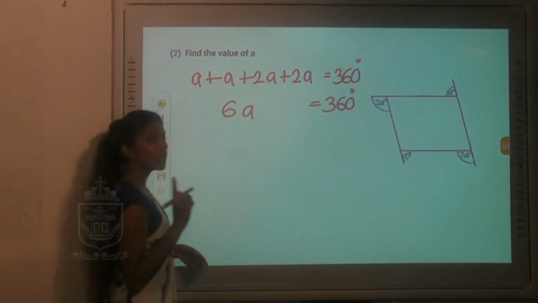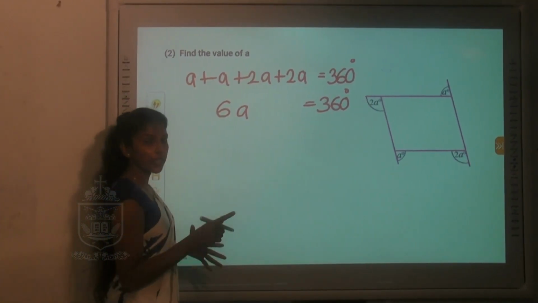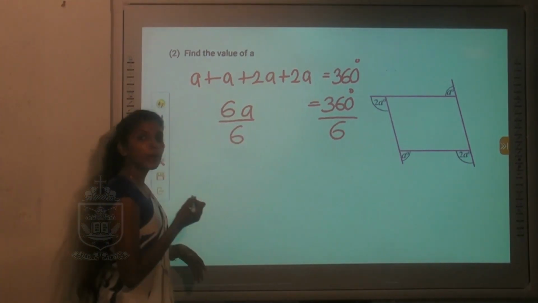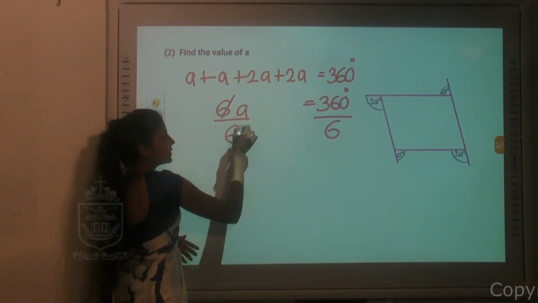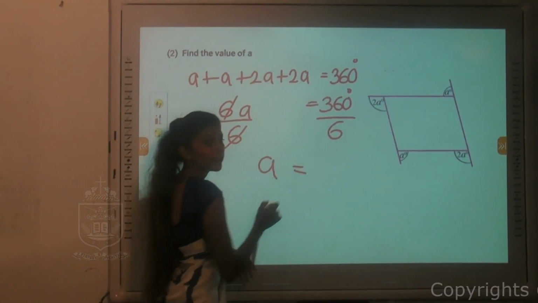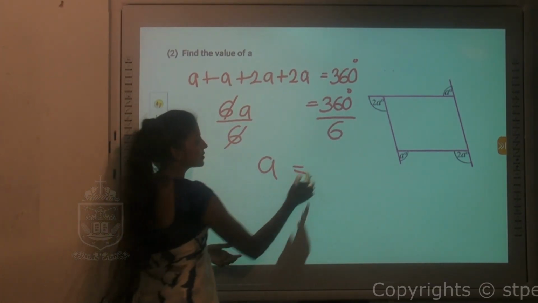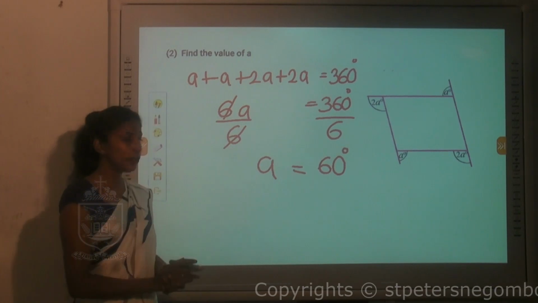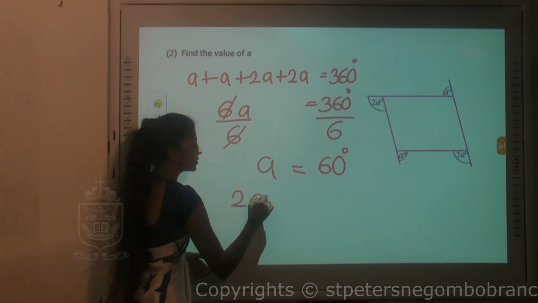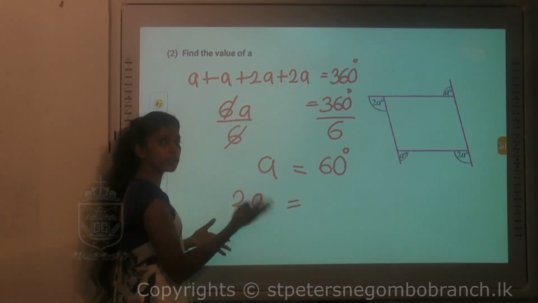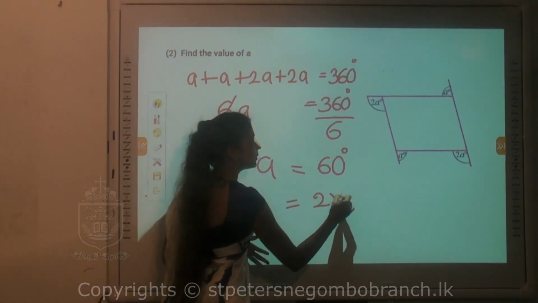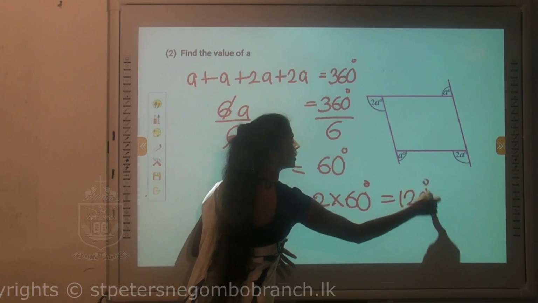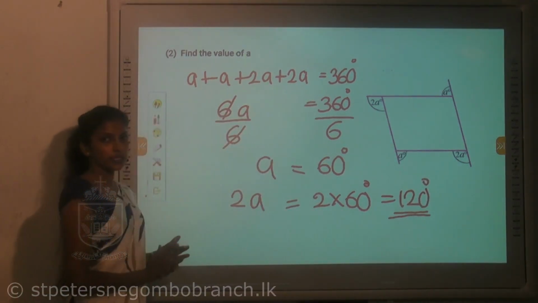We need to find the answer of only one A. So you need to cancel 6, which means to divide by 6. Once you divide by 6, what is the answer of A? The answer of A will be 60 degrees. If you want to find the value of 2A, you can find that also. 1A is 60. In order to find 2A, you multiply 60 degrees by 2 and obtain the answer as 120 degrees. So it's very simple.